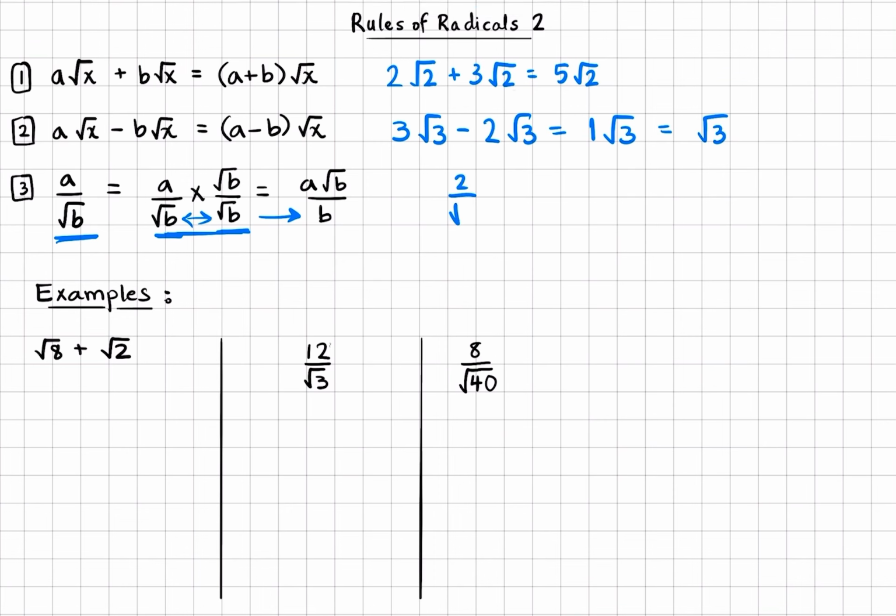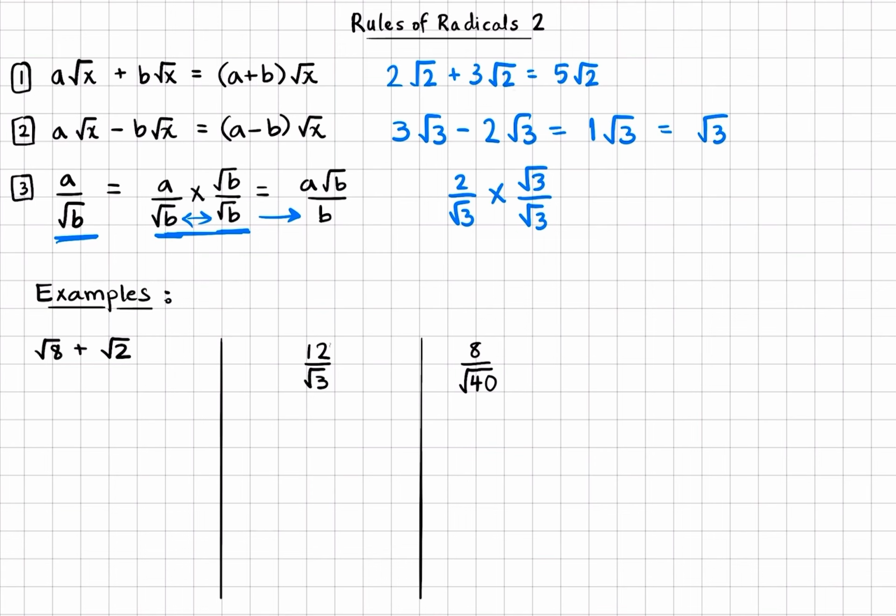So 2 over square root of 3. If I multiply it by a fraction that has numerator and denominator that are identical, I don't change the value of the fraction at all. It stays exactly the same.